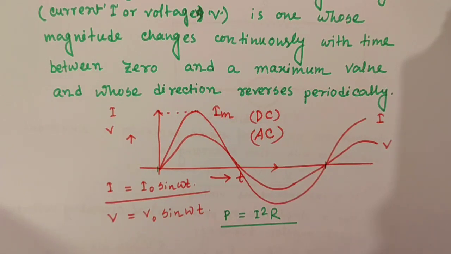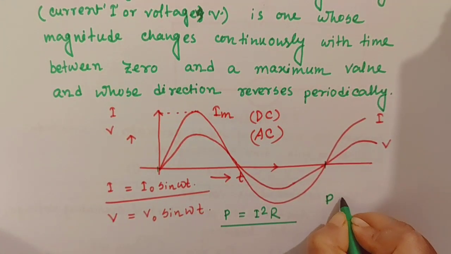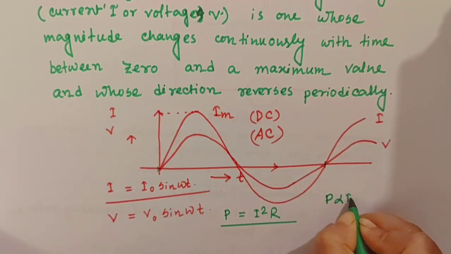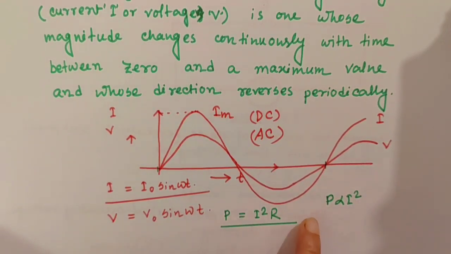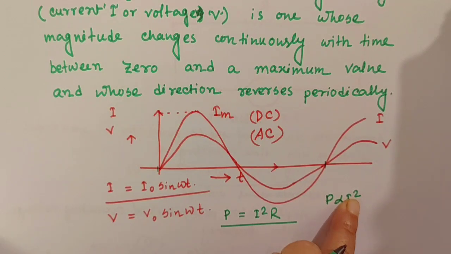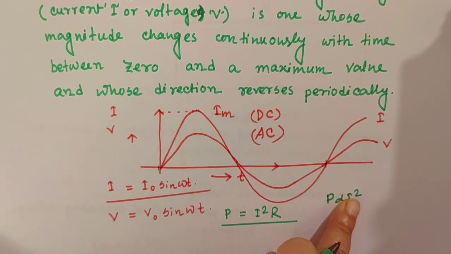However, the heating effect produced by an alternating current having a maximum value of Im is not the same as that produced by direct current of the same value. From this equation, you can say that P is proportional to I square. So, as P is proportional to I square, the average rate of production of heat by a varying current is proportional to the average value of the square of the current.